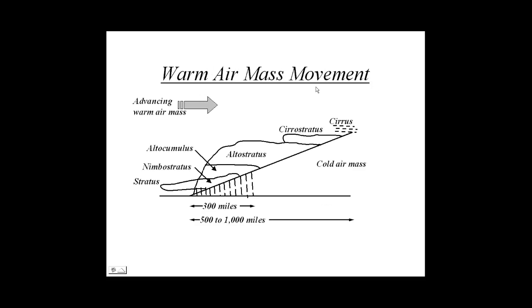But let's look at warm air mass movement. Here's an advancing warm air mass, and here's a cold air mass sitting here on the ground, and the warm air mass will ramp up over the cold air mass. The air mass will still hug the ground. And the advancing signs of this are the high altitude cirrus clouds, and I'll show you a picture of these. But as we come down the ramp towards the rain part, we go from cirrus to cirrostratus to altocumulus and so forth. And then the nimbostratus, which are the dark rain clouds.